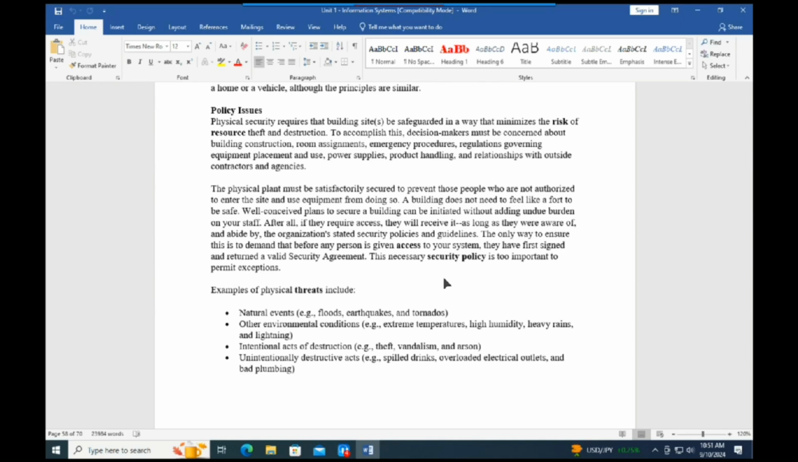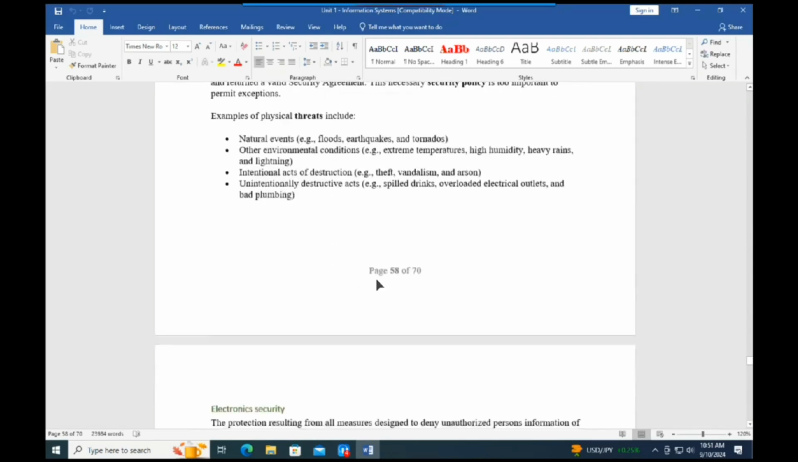So we require that the building sites be safeguarded in a way that the risks are minimized, in a way that the theft of resources is minimized, in a way that destruction of resources is minimized. For this to be accomplished, we need decision makers who are concerned about building construction. We have room assignments, emergency procedures, regulations governing equipment placement, the use of equipment, the power supplies, how products are handled, and the relationship between the outside constructors and the agencies, etc.